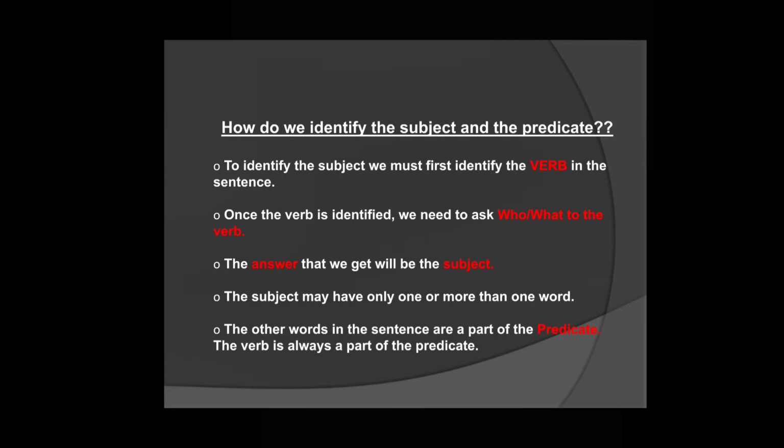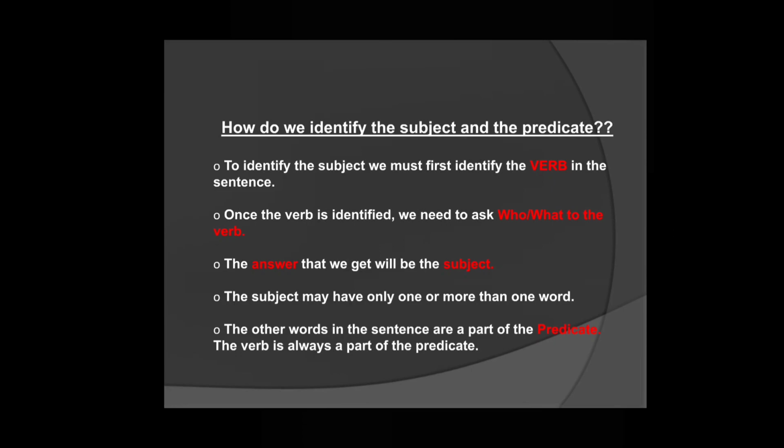Now, how do we identify the subject and a predicate? Can you recall? You must have done this in class 3, isn't it? We have already done subject and predicate in class 3. Okay, let us revise. To identify the subject, we must first identify the verb in the sentence. So the first and foremost thing that we are going to do after getting the sentence is to identify the verb. Now, what is a verb, students?